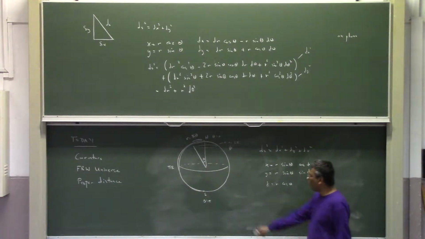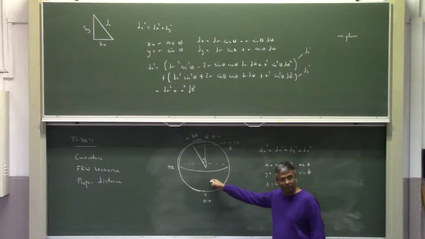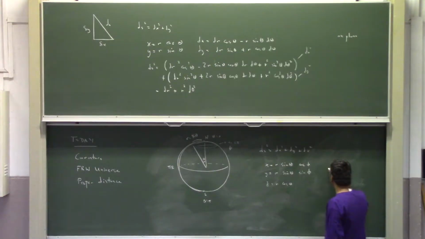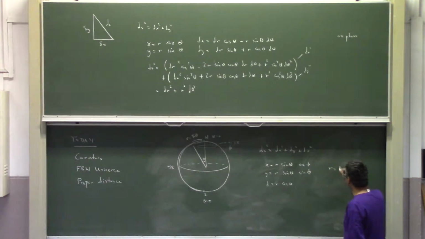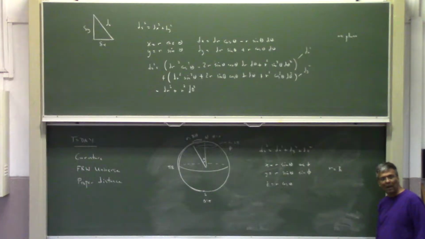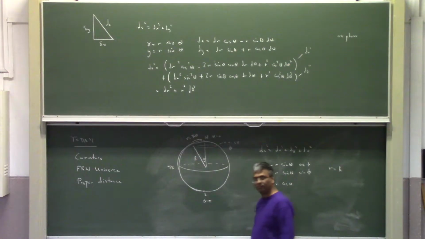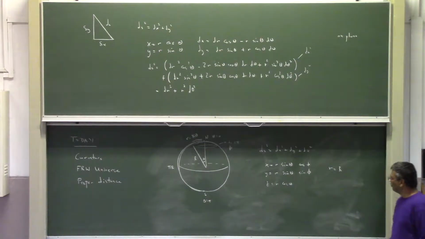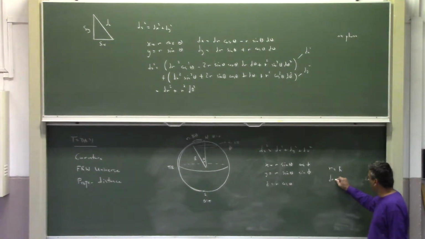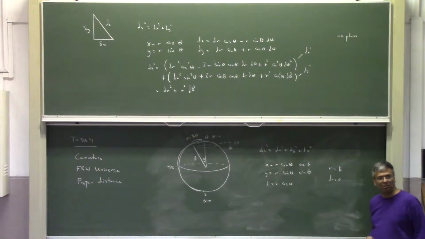Now we want to be on the surface of the sphere. So in order to be on the surface of the sphere, the distance from the origin always has to be capital R, because that's the radius of the sphere. Okay. So as a result, dr equals 0, since R is a constant.